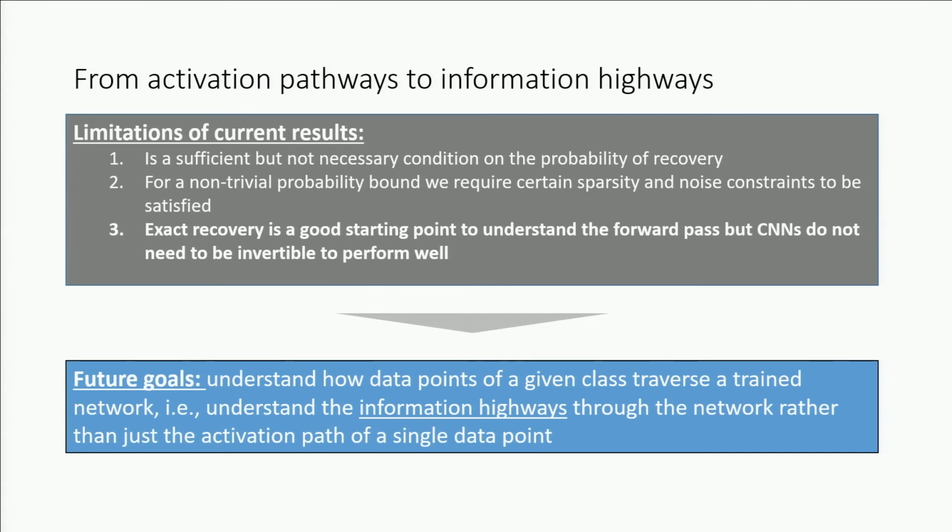Okay, so how do we take that result a step further? I'd say our future goal is, instead of understanding how a single data point traverses this network along its activation path, to really understand the information highways in the network: how the network organizes data and routes members of different classes through its structure, and whether there are any gains we can get from understanding that in more detail.